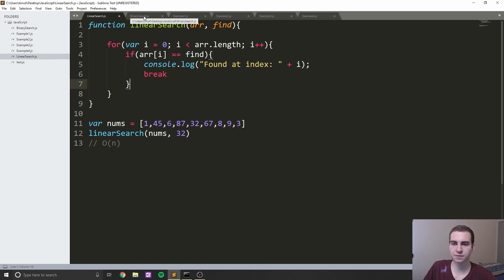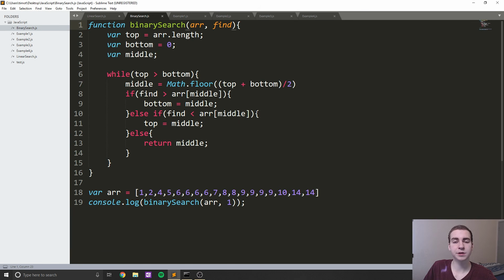All right, so next one. That was our first one, linear search. Binary search. You guys might have heard of this before, but essentially what this does is, given a sorted list, it's going to do the same thing as before. It's going to find the first occurrence of any element that we give it, and tell us where it is in the list.